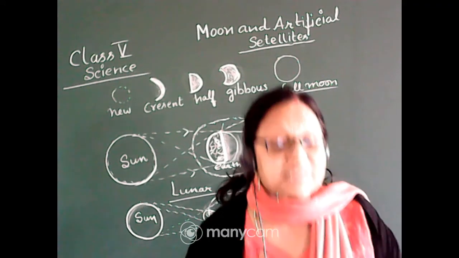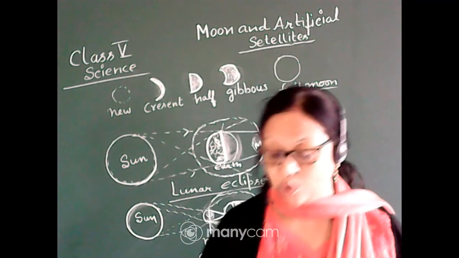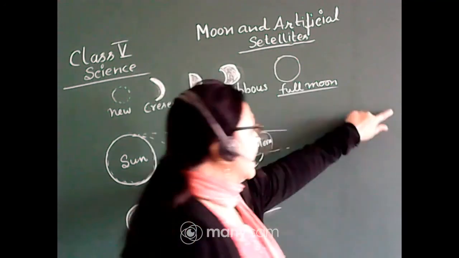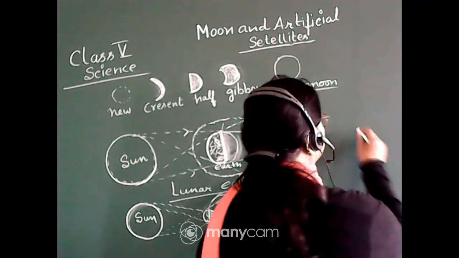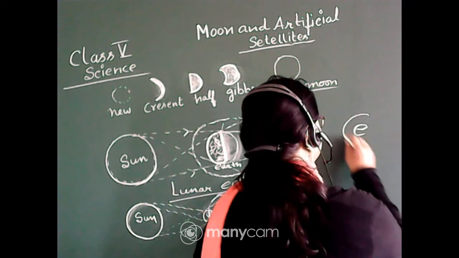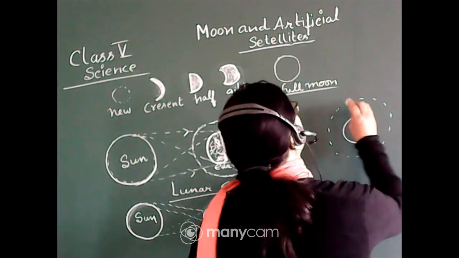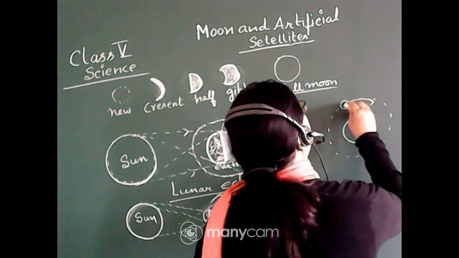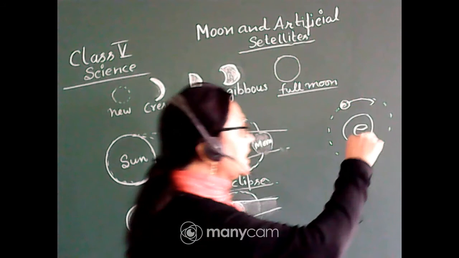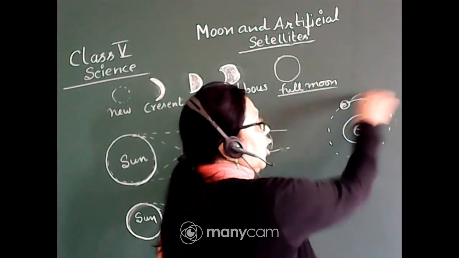Yes, why is it visible to us? Every day it is rotating, no? On the Earth's orbit, suppose this is the Earth, and on its orbit the moon is rotating itself as well as revolving around the surface of the Earth, or the orbit of the Earth.